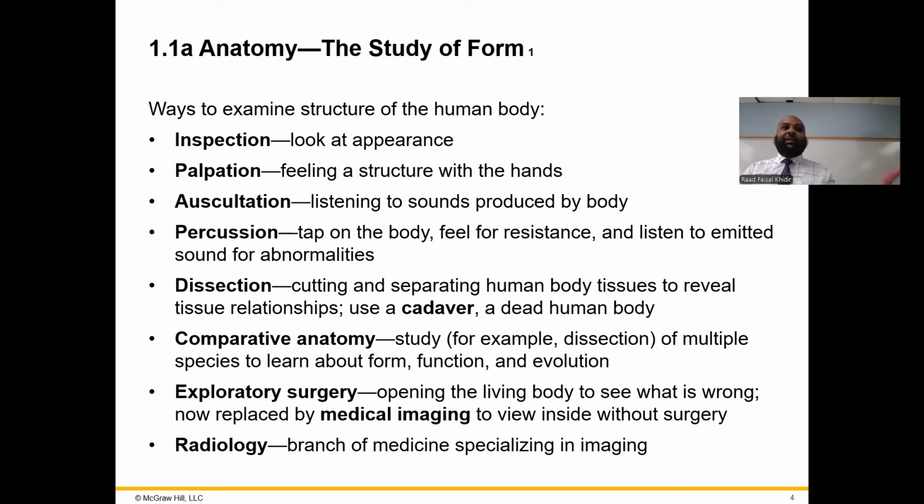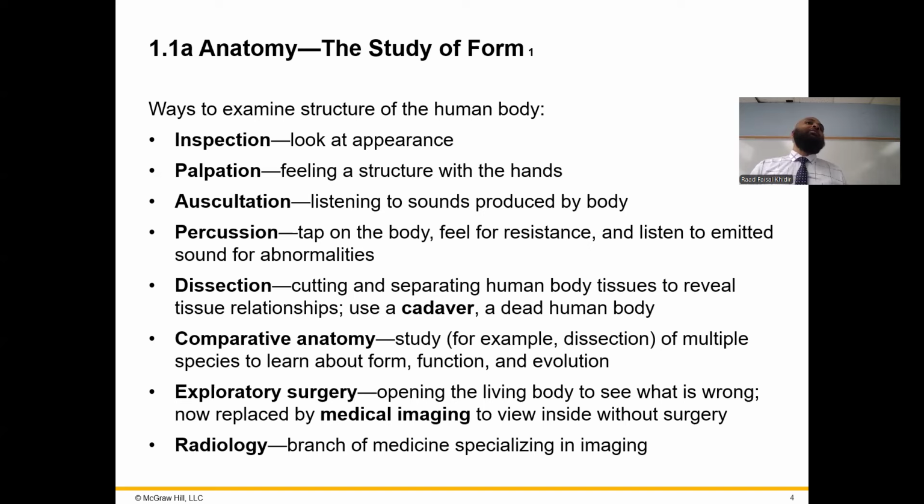So this could be done maybe in a brief physical examination to confirm that the patient needs to be sent for diagnostics. But what we need to do is to send the patient for ultrasound. When we send the patient for ultrasound, we can detect that there is an increase in the spleen or the liver, for example. Dissection is when we cut and separate the human body tissues to reveal if there are any relationships between the tissues.